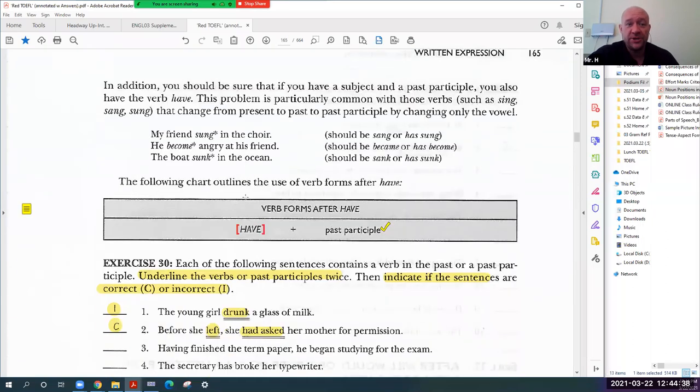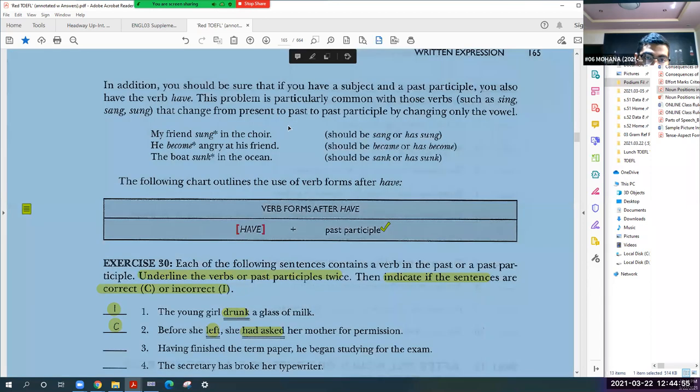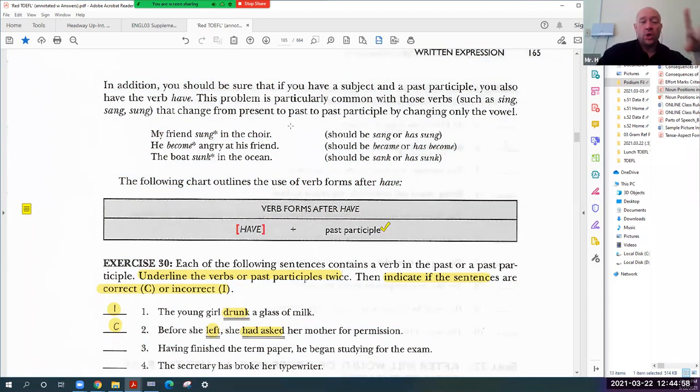Now let's go to the next page. Okay, Mohana, can you read the example? My friend sang in the choir. Now, when you guys don't study the irregular verbs, you will make many mistakes in the TOEFL.